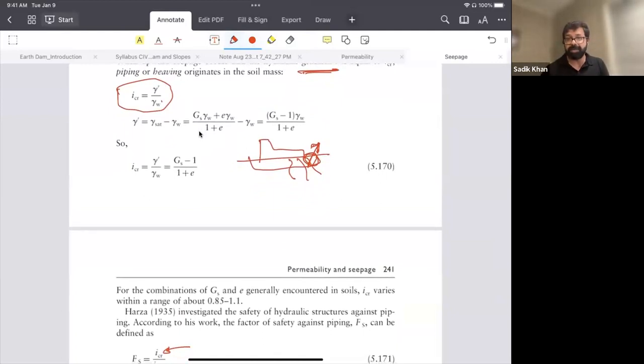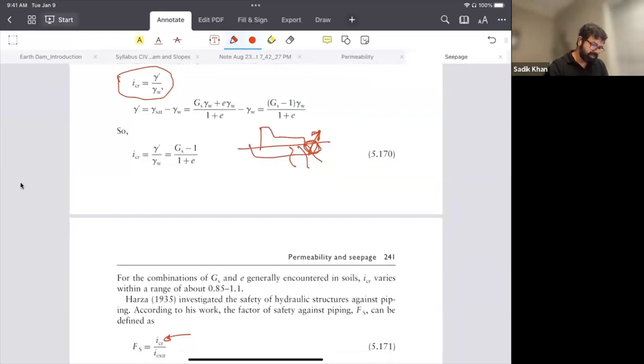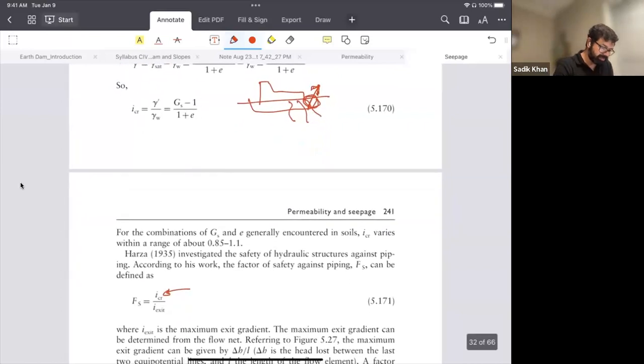So what is gamma prime? It's the effective unit weight, the soil unit weight. Then we have the i critical. Sorry, this is the i critical, and then the i exit we calculate from the flow net, and from there we calculate the factor of safety. That's the easiest way to calculate the factor of safety against piping. So this is a direct method of calculation.